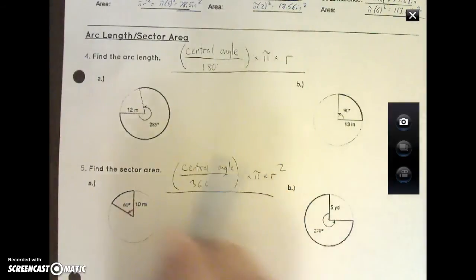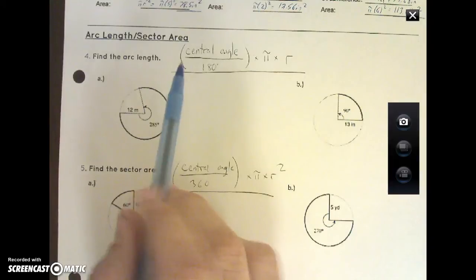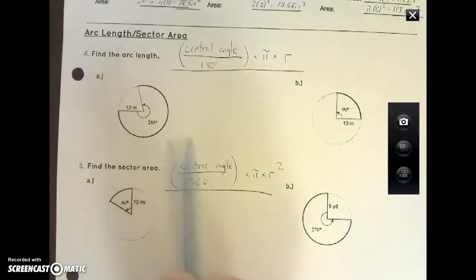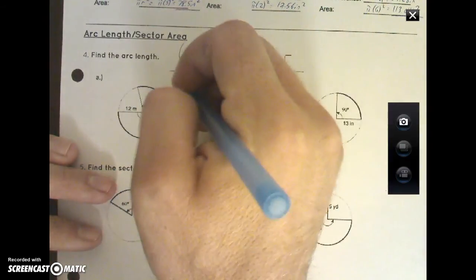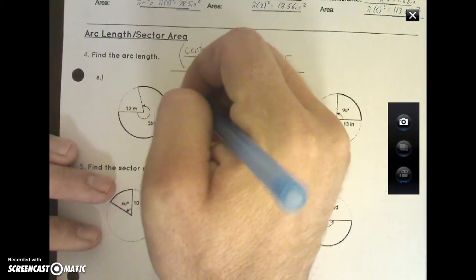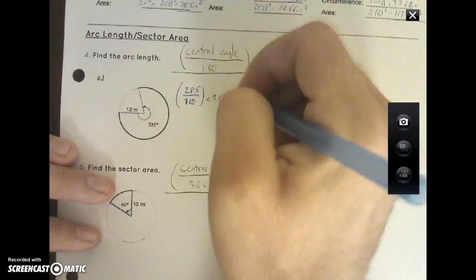Looking good. Okay, so now on to arc length. So find the arc length. It's up top. Again, we're going to give this to you. It's going to say arc length is this. Okay, so central angle is the angle they give you. In this problem, I know it's hard to see because it's kind of blurry again. It's 285. So 285 divided by 180 times 3.14 times my radius, which is 12.